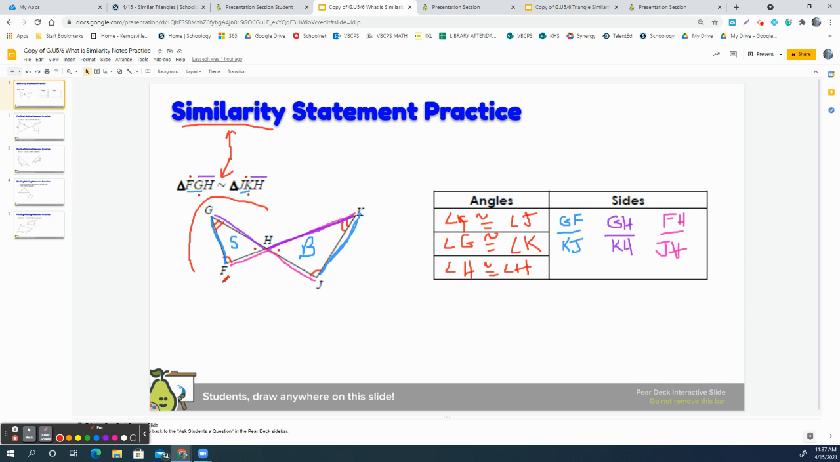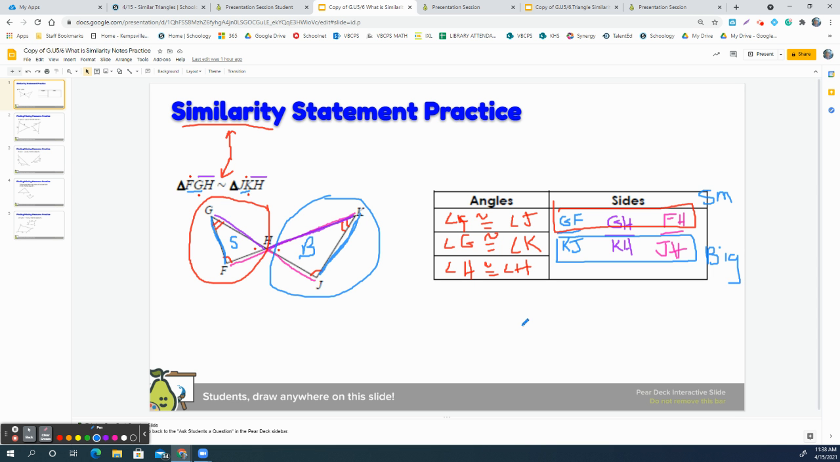Notice that G, H, and F are all together. G, H, and F are all on the top. And K, J, and H are all on the bottom. This is the small triangle. This is the big triangle. When you're setting up your proportions, that's super important. All of the sides of one triangle have to be next door neighbors. And all of the sides of the second triangle have to be next door neighbors.